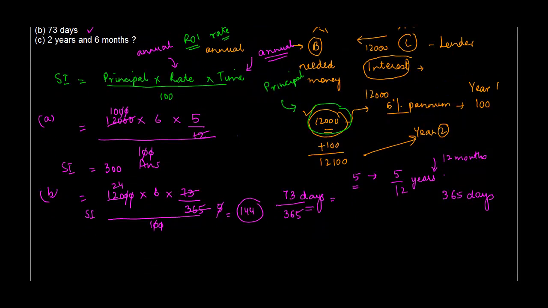Third case, 2 years and 6 months. Again, what is the principal? Same. Rate of interest, same. Okay. Time is 2 years and 6 months. So 2 years plus 6 months. 6 months can be written as 6 divided by 12 years. Right? So 1 by 2. 2 plus 1 half, or this will come as 5 divided by 2.